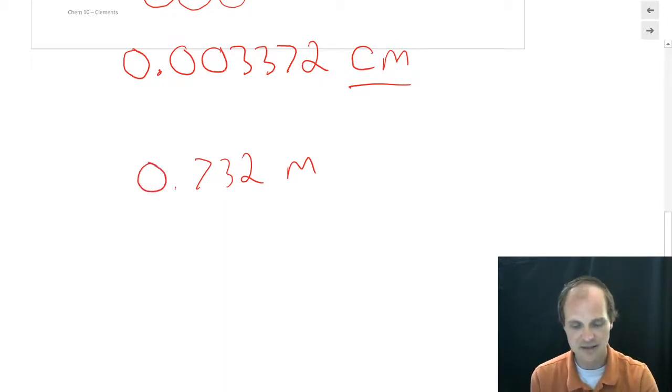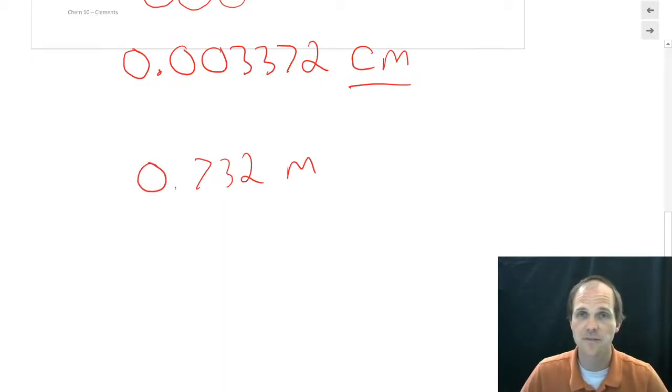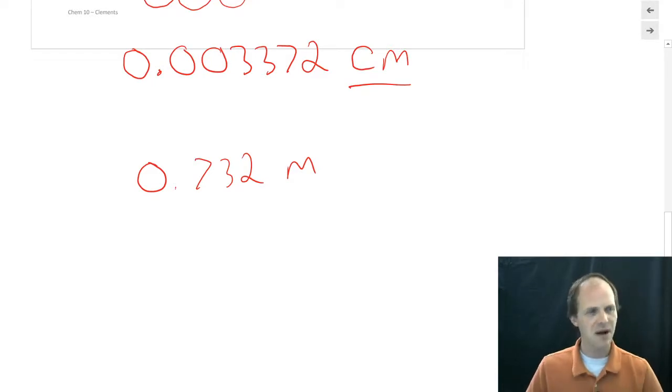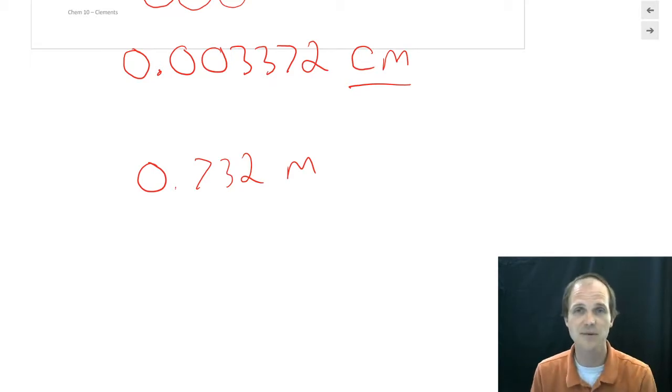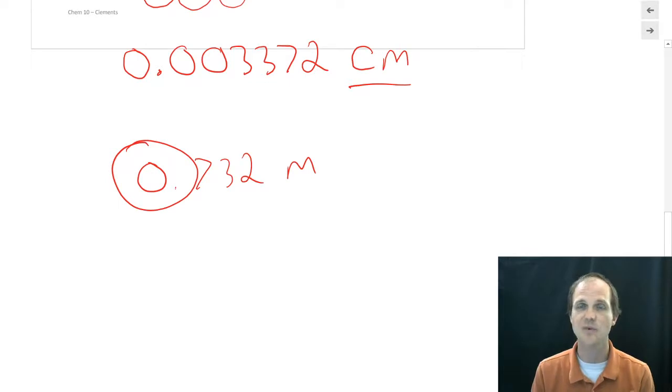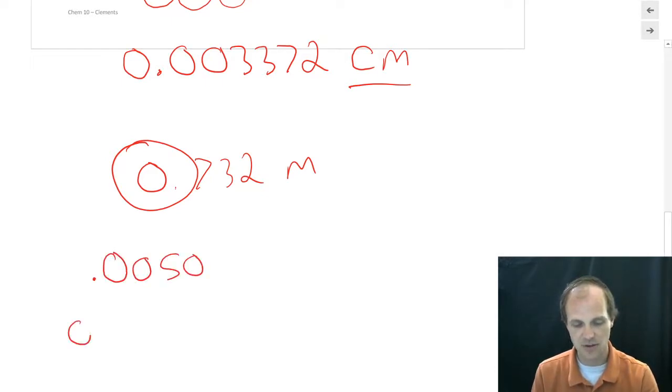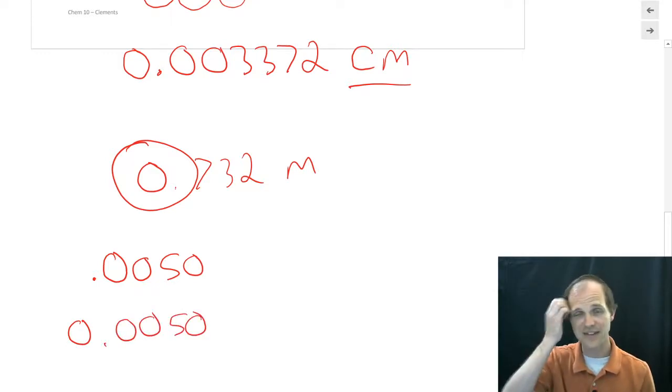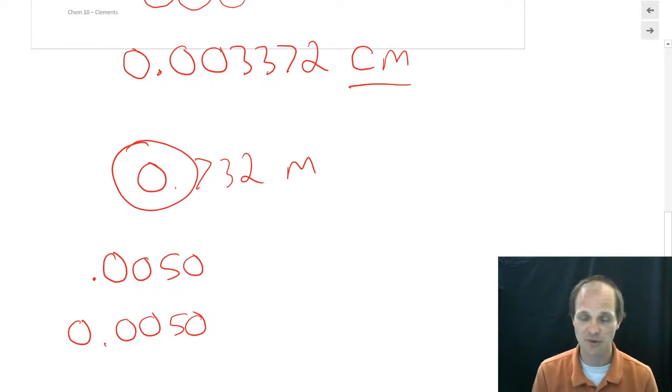But if I write 0.732, most of you will look at that number and pause and be like, well, why did he put a zero in front of there? That's an odd thing to do. And you'll look for the decimal point. So writing that leading zero is a guarantee, essentially, that someone will read your number correctly when it's less than 1. So I want you to practice that in this class. You're not going to write .0050, you're going to write 0.0050. Always having that leading zero before a decimal point when you've got a number less than 1.